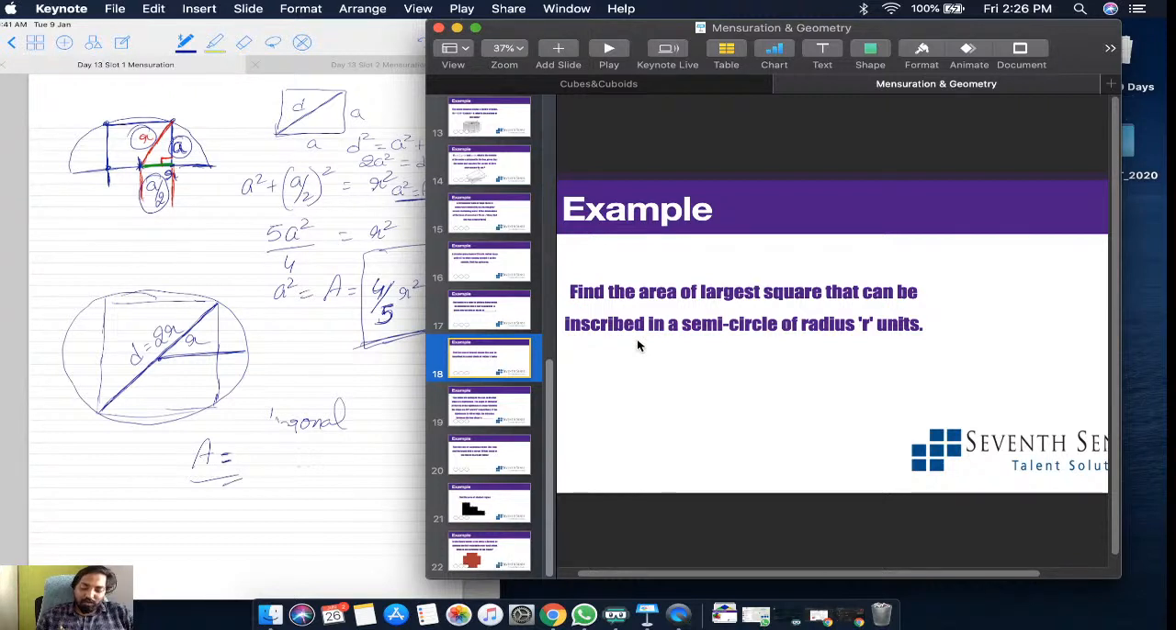Diagonal is equal to 2r. You know the area of the square in terms of diagonal is d squared by 2. Put d is equal to 2r, so (2r) whole squared divided by 2. So the answer is 2r squared.